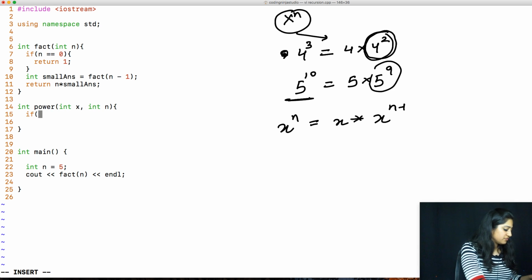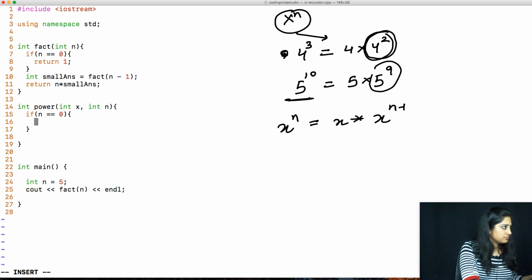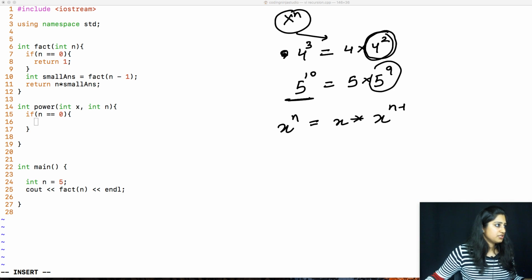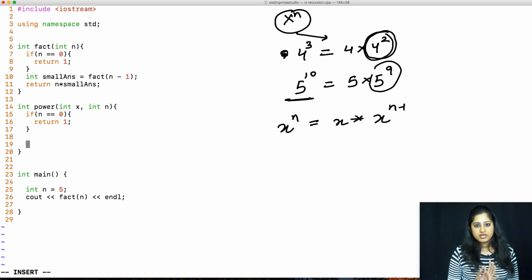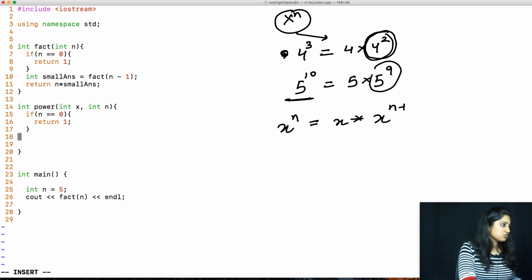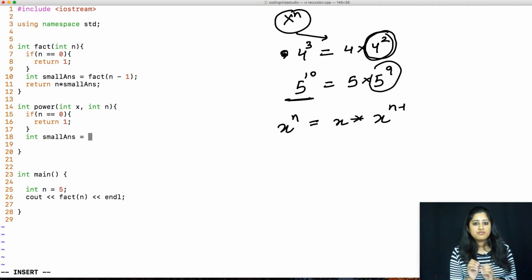So if n is equal to 0, the result should be 1, since x to the power 0 is 1. Now in order to solve x to the power n, what I need is the answer of x to the power of n minus 1. So my small answer that I need is x to the power of n minus 1.